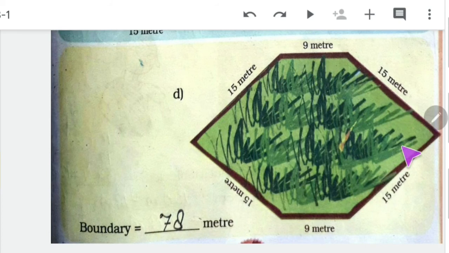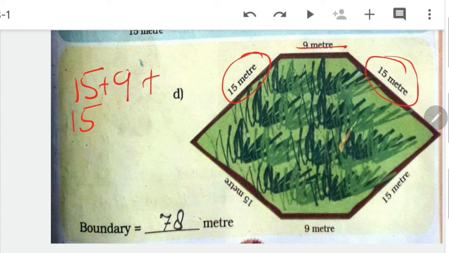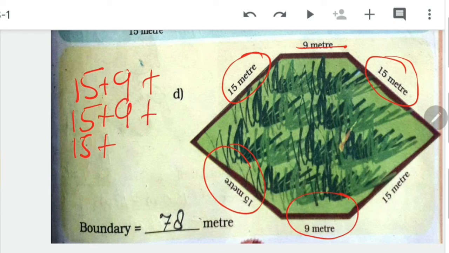It has 1, 2, 3, 4, 5, 6 sides, and after adding all its sides, we have to add 15 with 9, then another 15, then one more 15, then 9, and then one more 15. So after adding all of them, what will we get? We will have 9 plus 9, that is 18, and we have 1, 2, 3 and 4 15s.